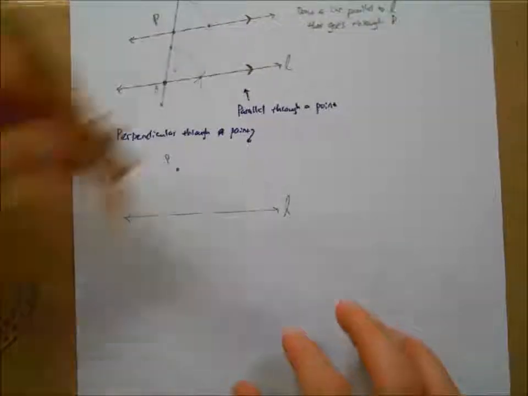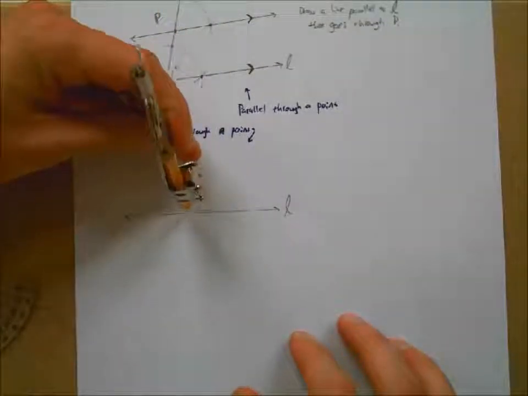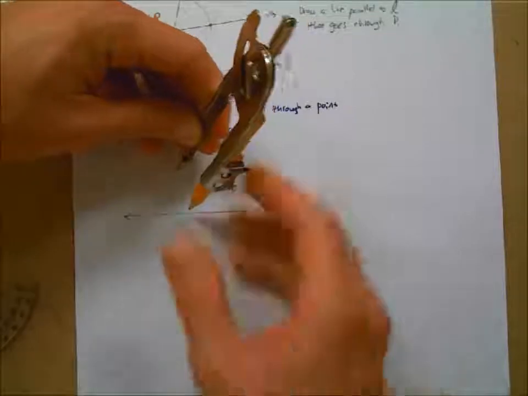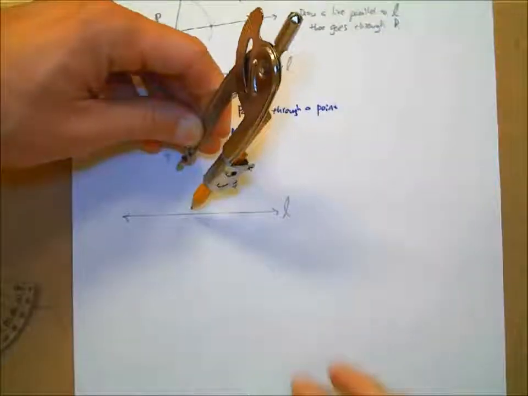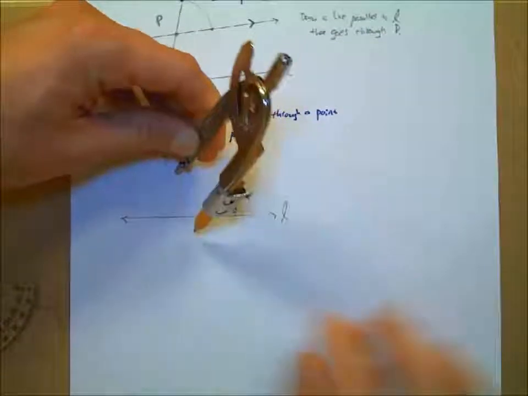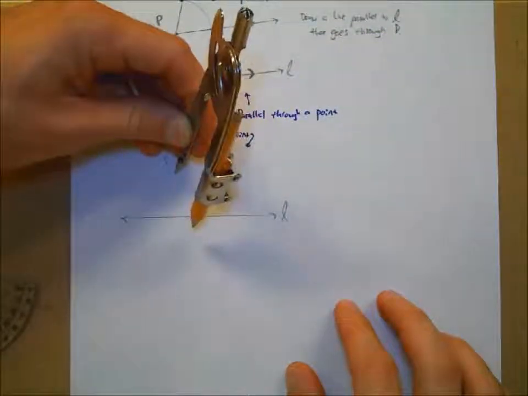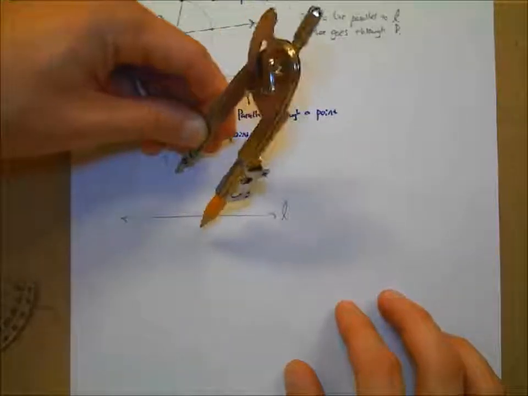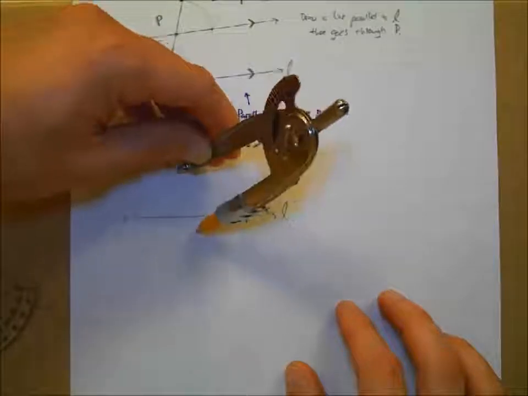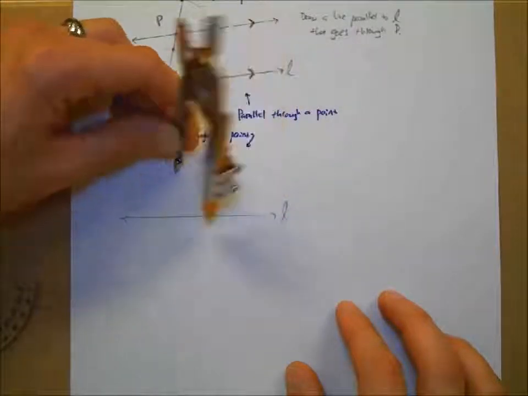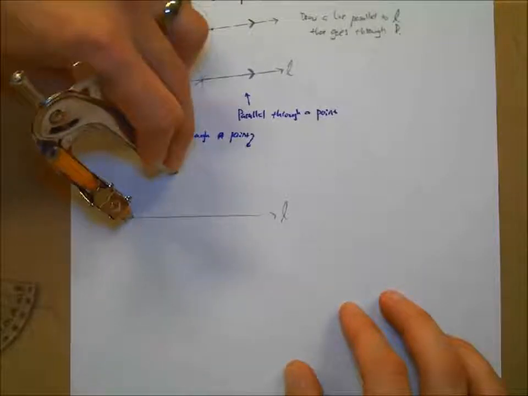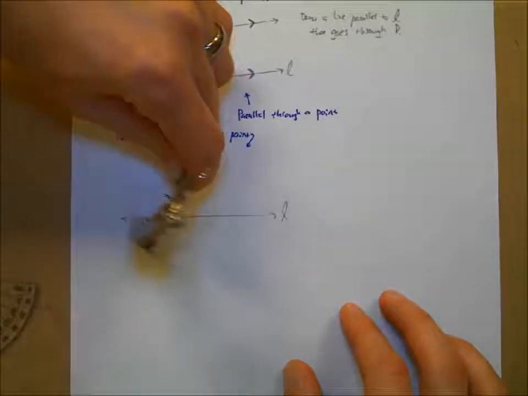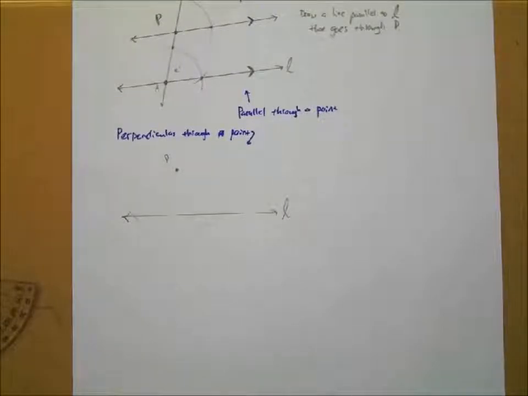How are we going to do that? Well, we're going to start with our compass, and we're going to put our compass point on point P, the only point that we have there. You're going to open your compass so that it goes beyond line L, because we want to intersect line L. So you see that I'm on point P, and I'm going to swipe, and I should be able to do it so that I hit line L twice, once on either side of point P. If you do the full arc, that's okay.